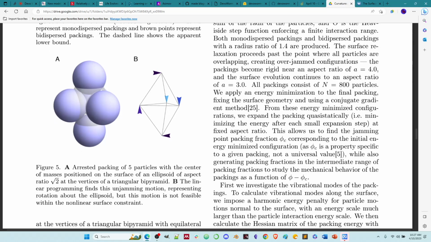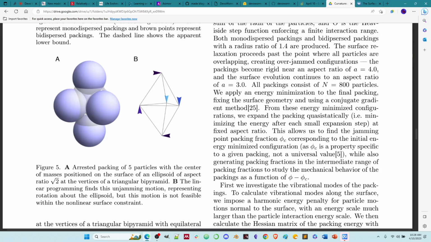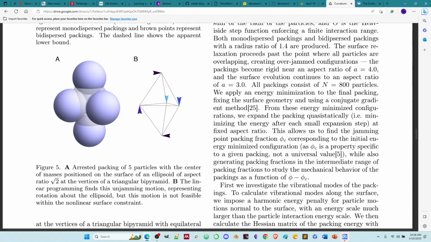So the linear programming finds this unjamming motion representing rotation about the ellipsoid, but this motion is not feasible within the nonlinear surface constraint. These arrows show where the center of mass has to move in order to unpack this. So this is the predicted motion, but it may or may not be feasible given the surface constraint.